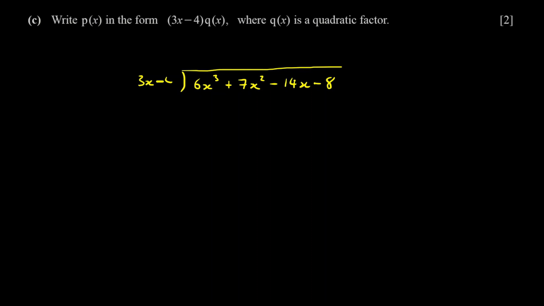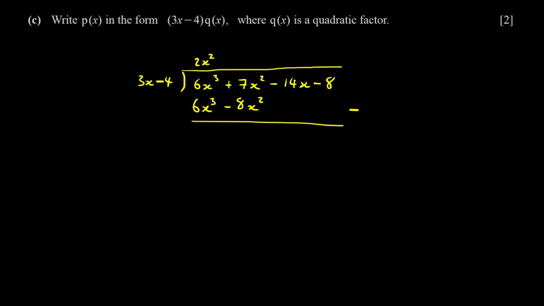And the way we do that, if you're not too sure, is as follows. This thing here, the 6x cubed, is what we call our leading term. We divide that through by 3x. If we do that, we're going to get 2x squared. We then take that 2x squared and multiply it by the 3x minus 4. We do that, then we're going to get 6x cubed minus 8x squared. And we're going to subtract this thing off.